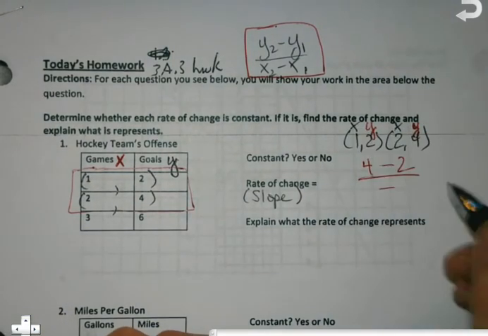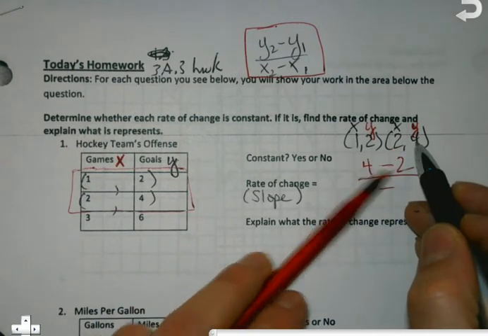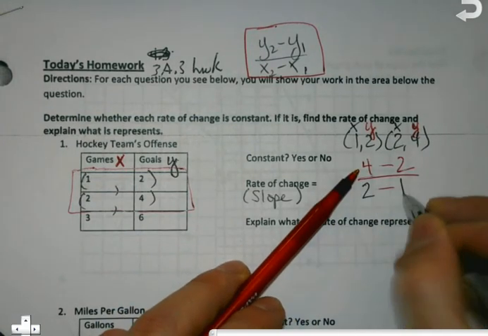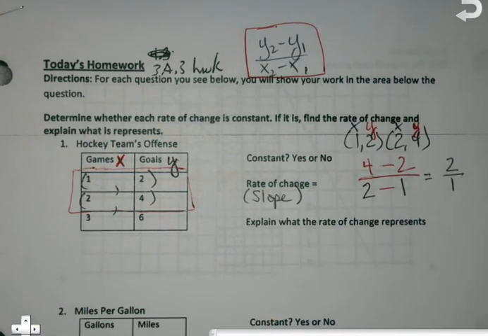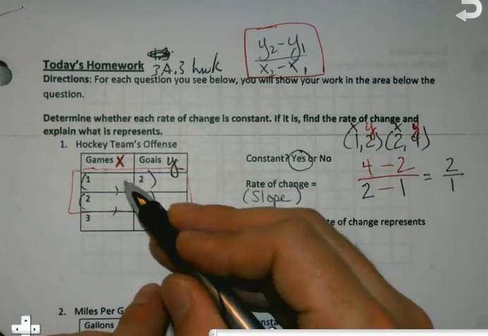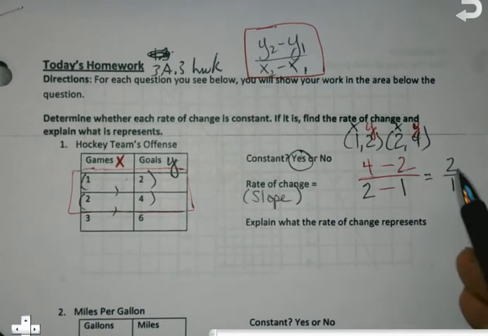When I go to do my x's, right, do them in the same order. So if I started with the 4 for the y's, I got to start with 2. And I get my answer. And I like the fact that it's a fraction because it's going to help me with my rate of change. Okay? This is constant because no matter what 2 points I use, I get the same answer. Okay? We did have to reduce.